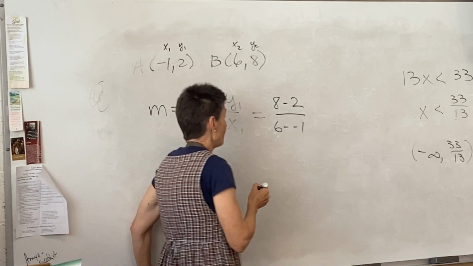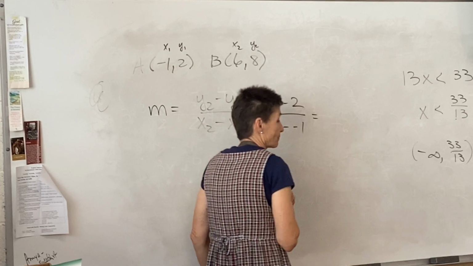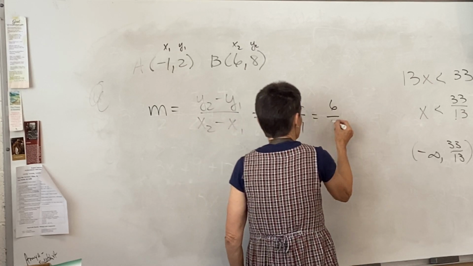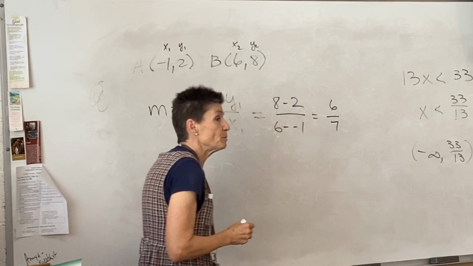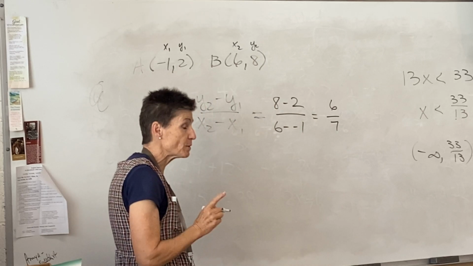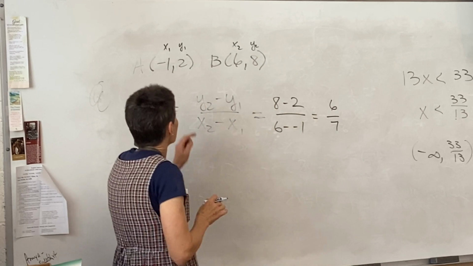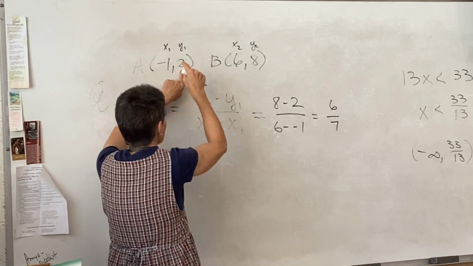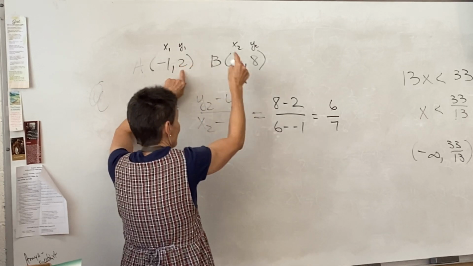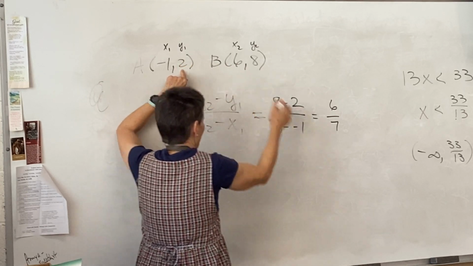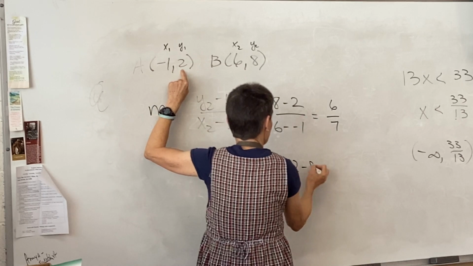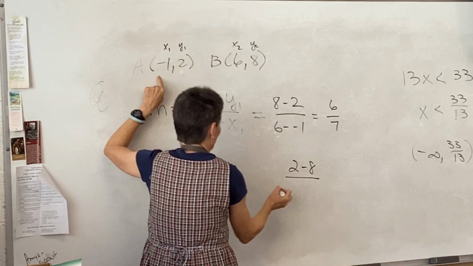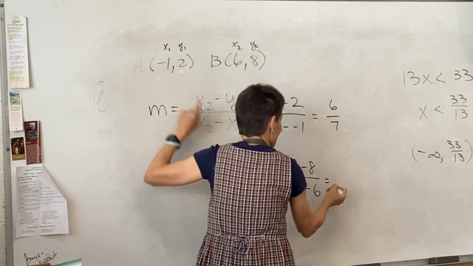So my slope is going to be what? 6 over 7. Now, I told you it didn't matter. I want to show that to you, make sure you get it. If I did it the other way, this was 0.2 and this was 0.1, then I would do 2 minus 8 over negative 1 minus 6.